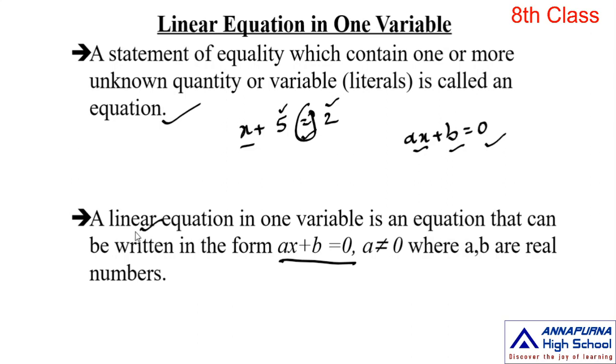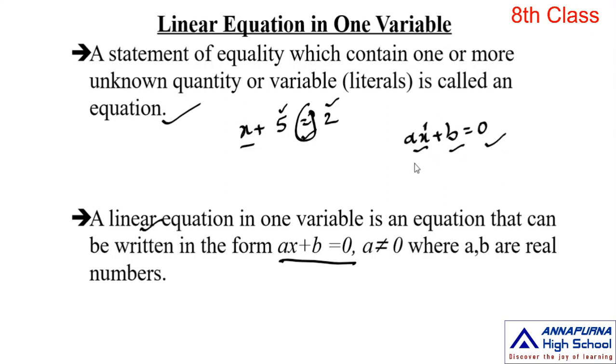So linear means the highest exponent of the variable is 1, that is called linear. See, in ax plus b, what is the highest exponent of the variable? In the constant term there is no variable, but in the x term there is a variable and its exponent is 1.